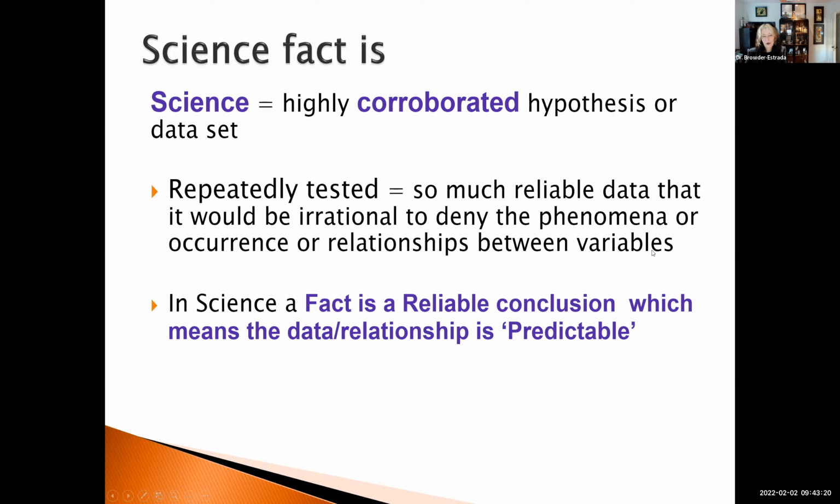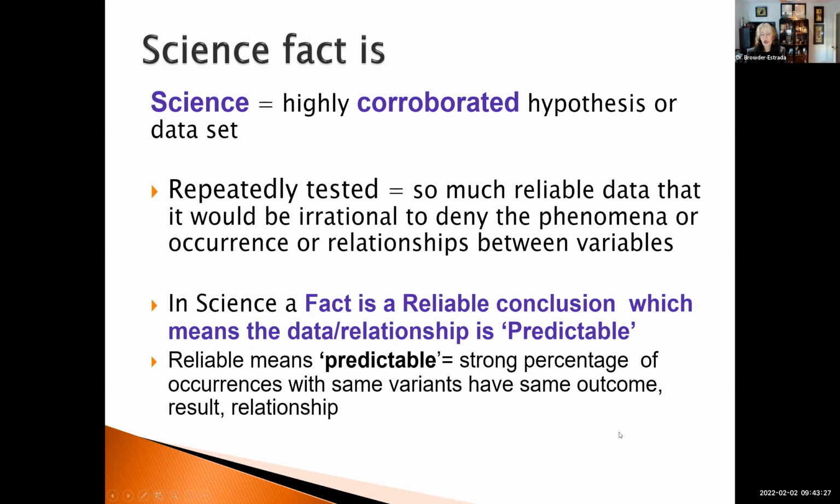So a scientific fact is a reliable conclusion, which means that the relationship is predictable. And predictable means, again, with a strong percentage of occurrences that have the same variance, you're going to have the same outcome, the same results, or the same relationships.